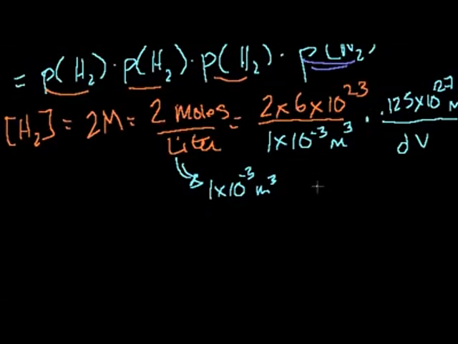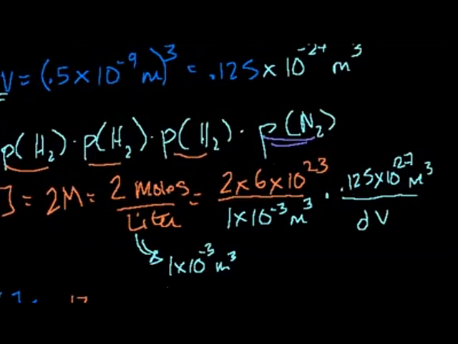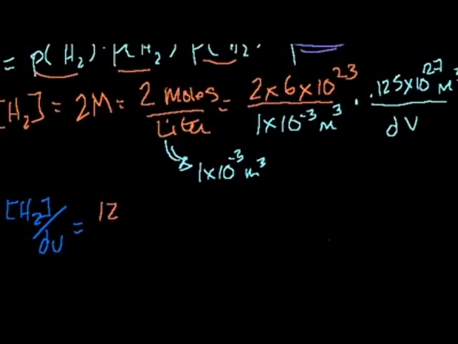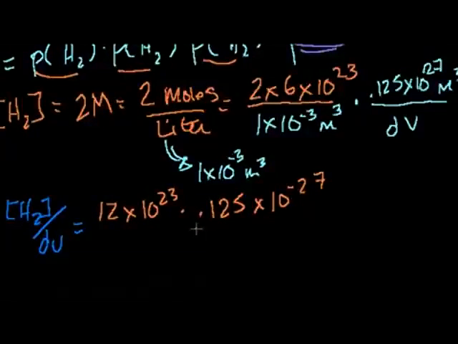So let's see, I can cancel out some things first. There's a lot of exponents here. Let me write it out here. So my concentration of hydrogen per dV is equal to 12 times 10 to the 23rd power, times 0.125 times 10 to the minus 27th power, all of that divided by 10 to the minus 3. That's 1 times 10 to the minus 3.